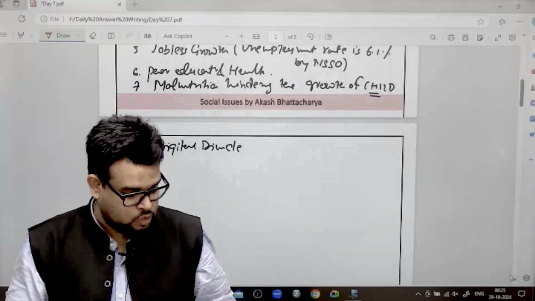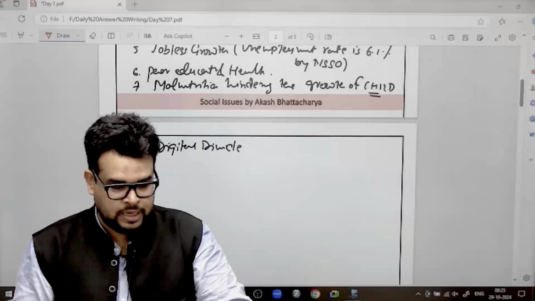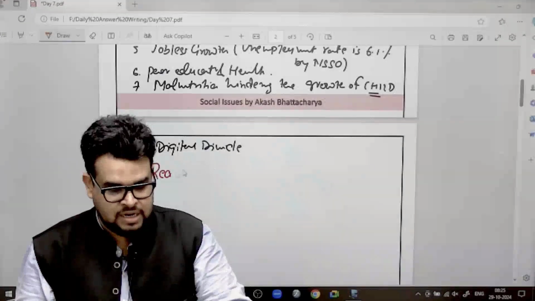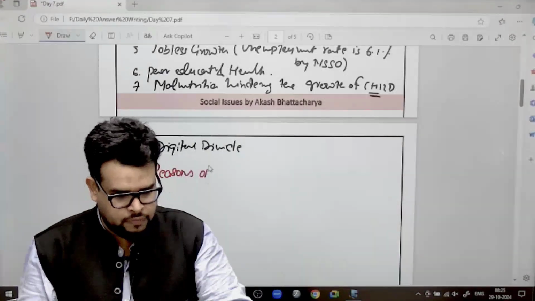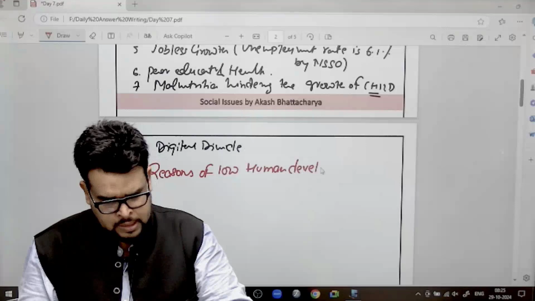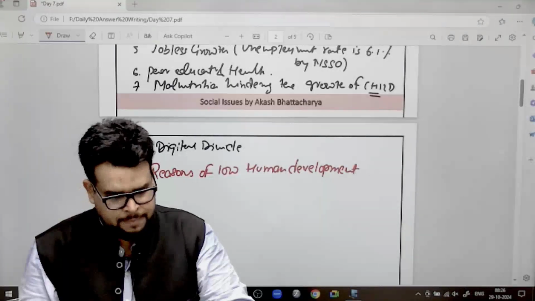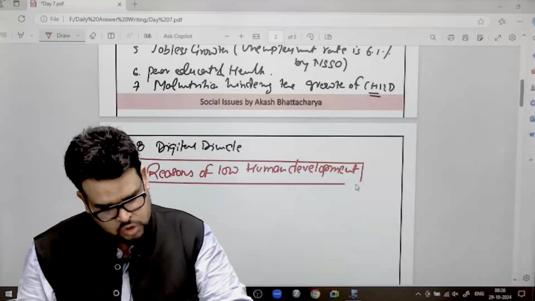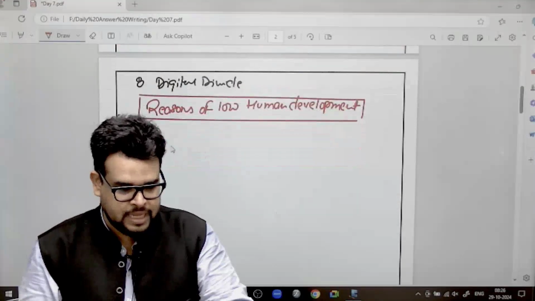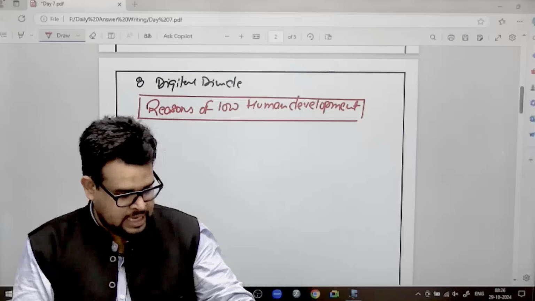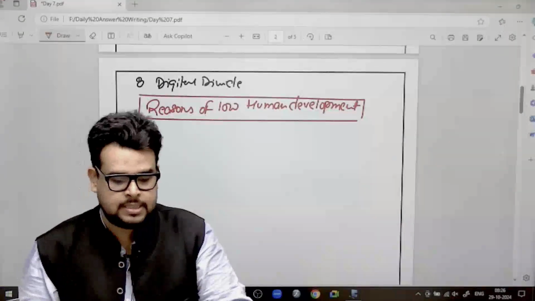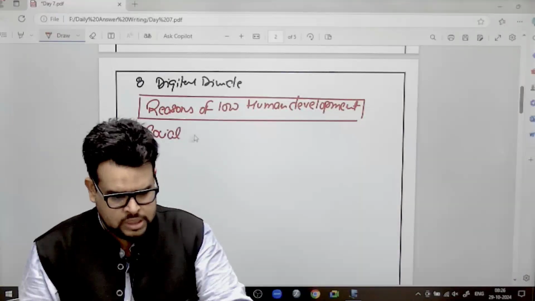So now what I can do here is, rather than directly putting the issues, I will write the reasons of low human development. A majority of the points you also know and I also know, but we are learning here how to put them into a structure. So again we'll go back to the UPSC syllabus. The first point I want to explore is the social dimension.